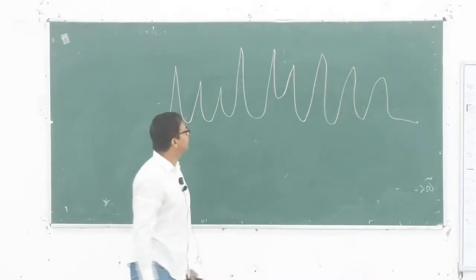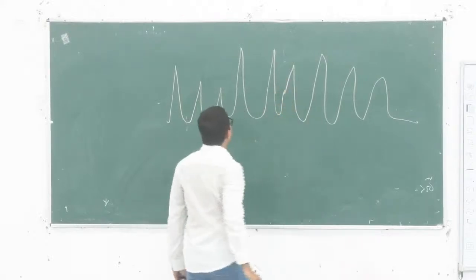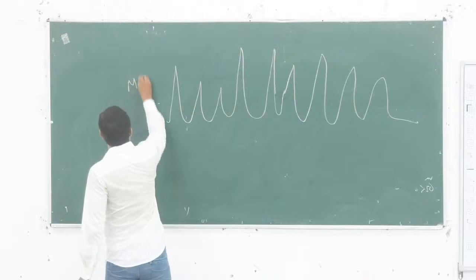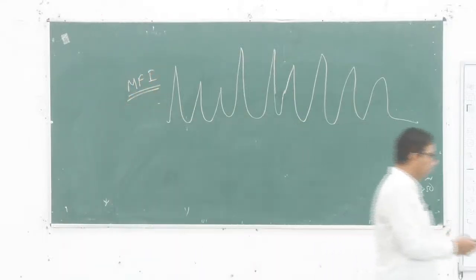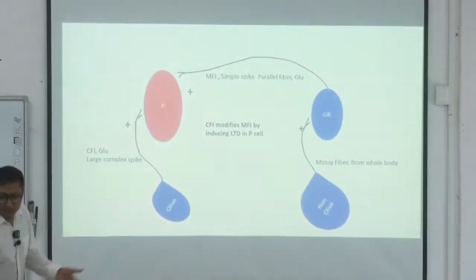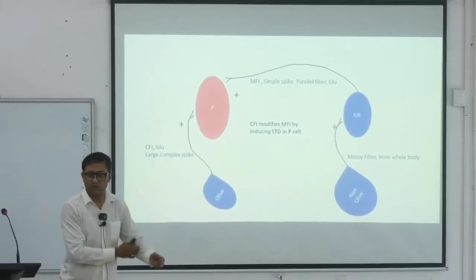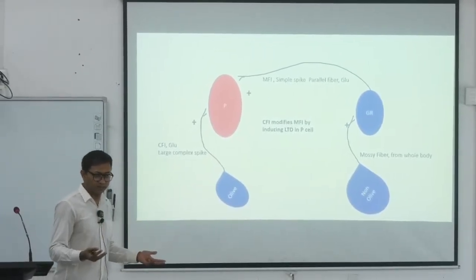These are simple spikes, okay, these are simple spike or MFI input, mossy fiber input. Where is the mossy fiber coming from? From the whole body, meaning when we are trying to ride a bicycle all of our joints are working, our elbow joint working, knee joint working, hip joint working, all the joints and tendons are working, okay.